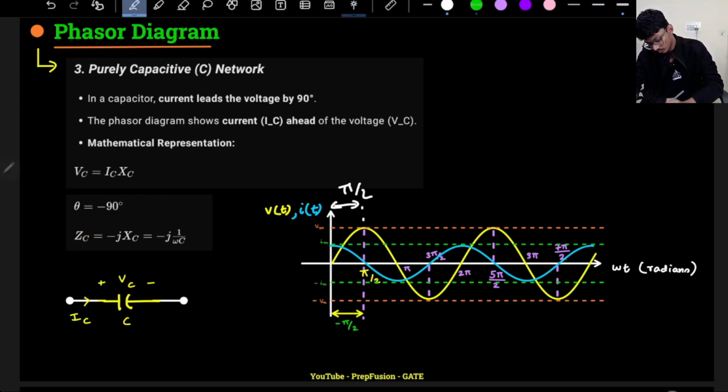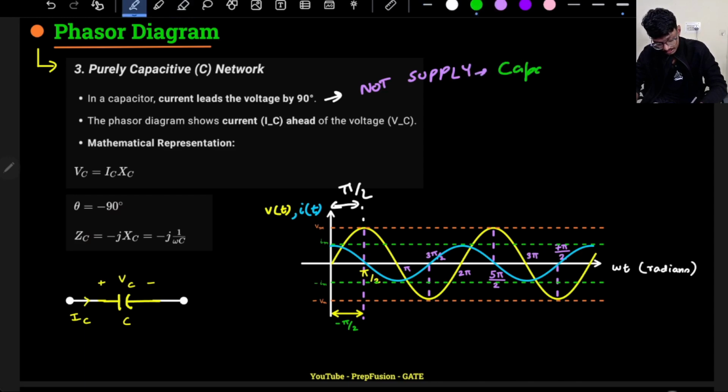Remember, again I want to reiterate, this voltage and current are not supply currents, because many students, I have seen, get confused. This is not supply current, this is the capacitor current. Capacitor current and voltage, whatever we are discussing with respect to the element, capacitor current and voltage.